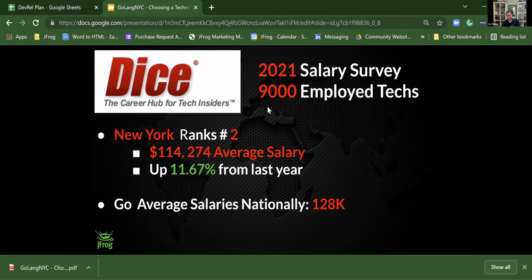Go average salaries nationally, by the way, were 128K. And that's not New York only. That is on a national basis. So Go, I believe, was ranked number 2 in terms of skill sets for developers to have.